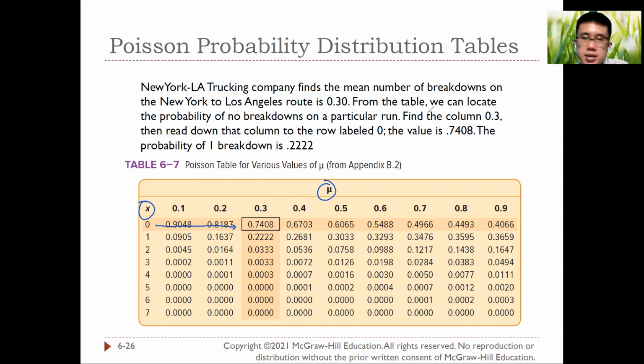Another example, maybe with mu also 0.3, but we need to find exactly two breakdowns here. So we move to the third row, 2 here, find the intersection, and the result is 0.0333. Like that. I think this table is simpler than the binomial because we have fewer parameters here, only 2 for the Poisson.